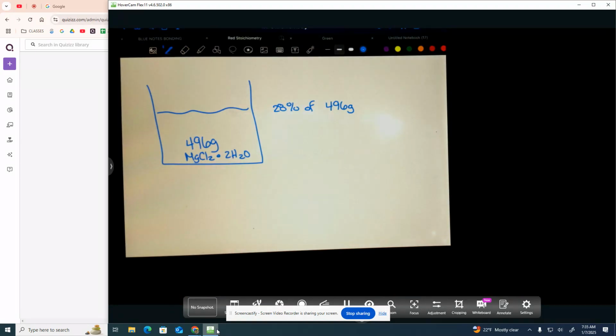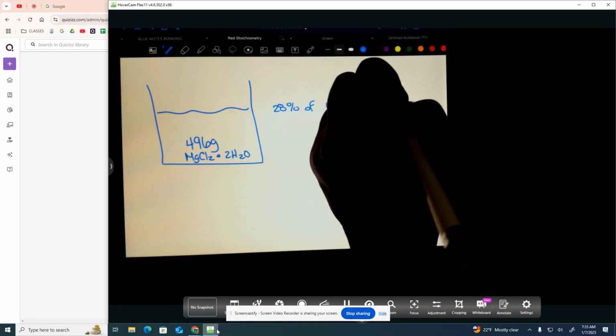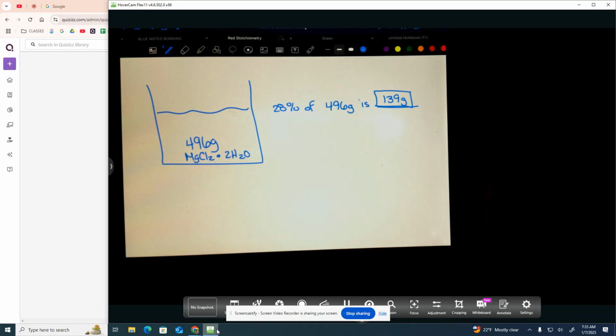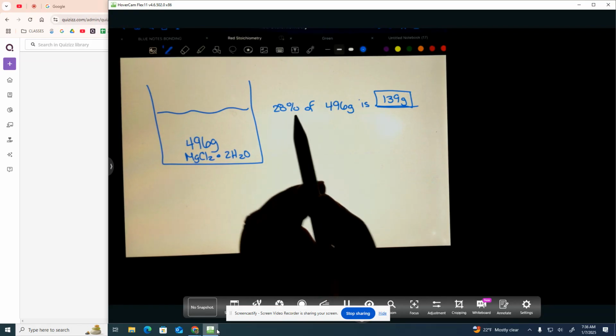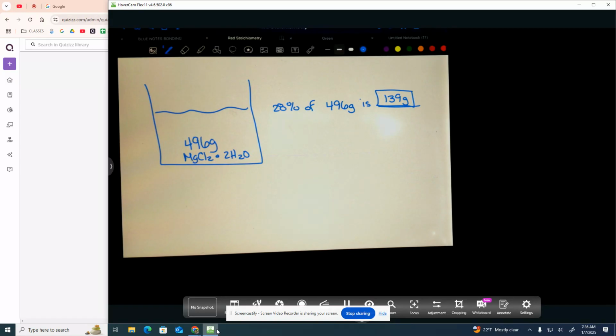Alex has a number for us. Go. 139? Okay. Do you understand what just happened there? 28% of 496 is 139 grams. So no matter what this number is, can I figure out how much water I have? Yes. Do you understand? Okay.